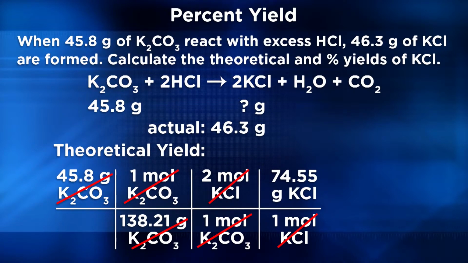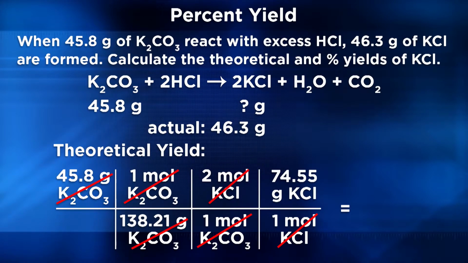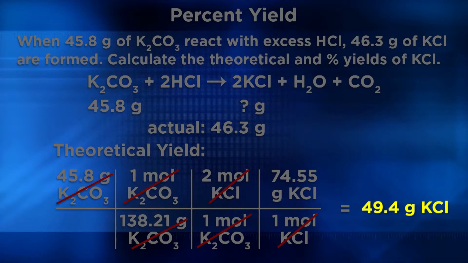We can now multiply 45.8 times 1 times 2 times 74.55, and then divide that by the product of 138.21 times 1 times 1, and we find the theoretical yield of potassium chloride is 49.4 grams when we use 45.8 grams of potassium carbonate.